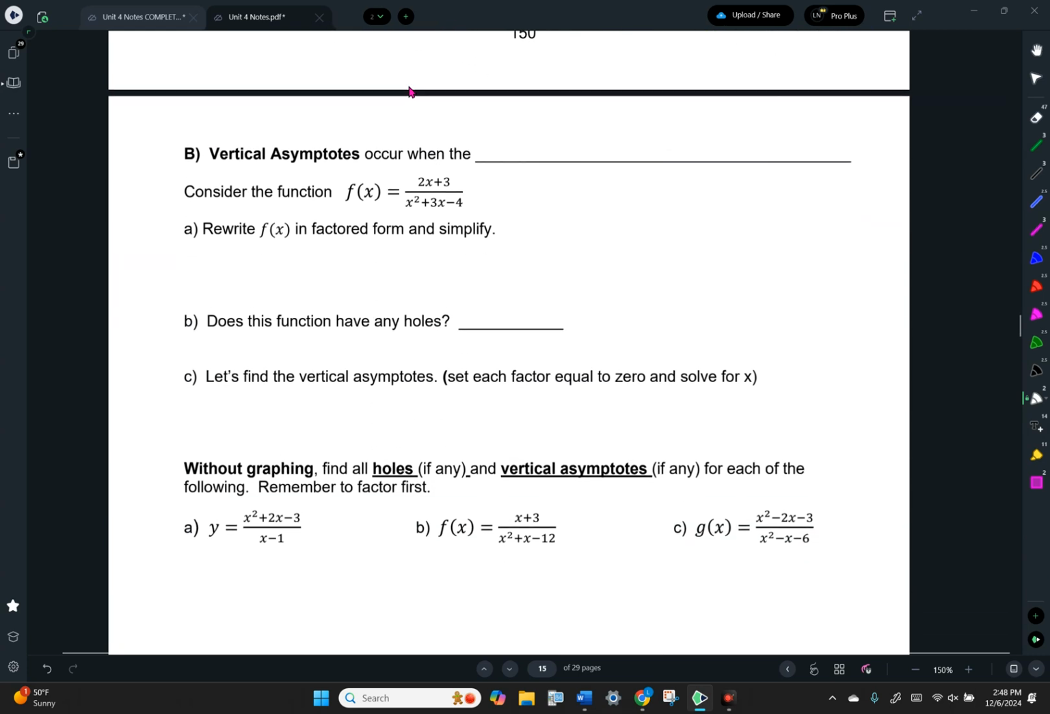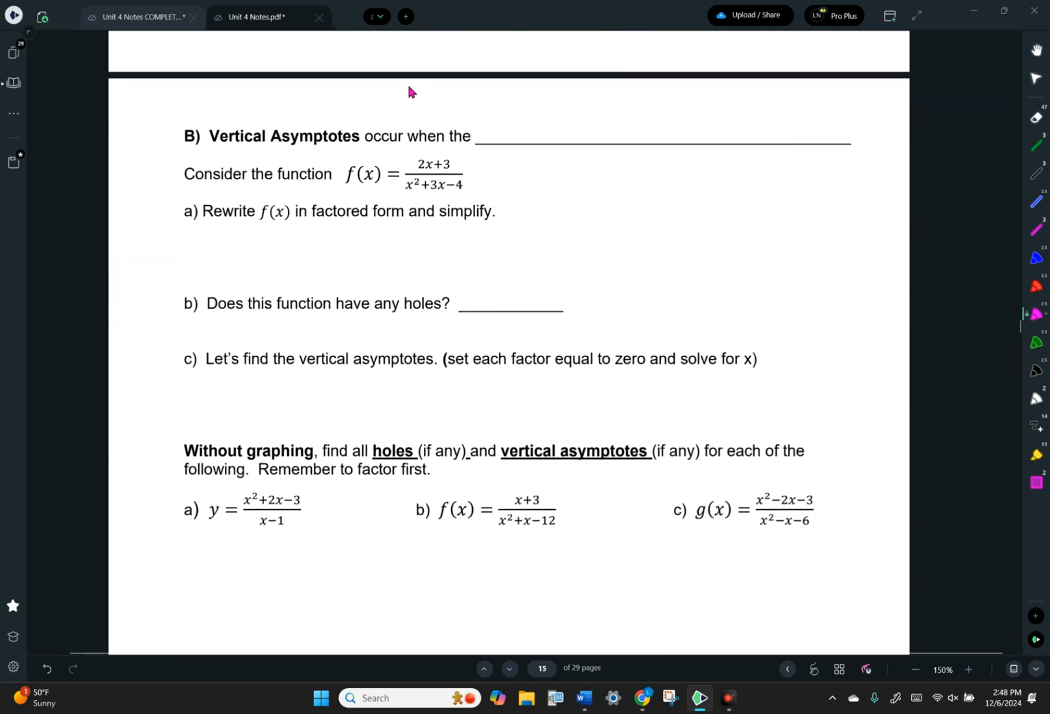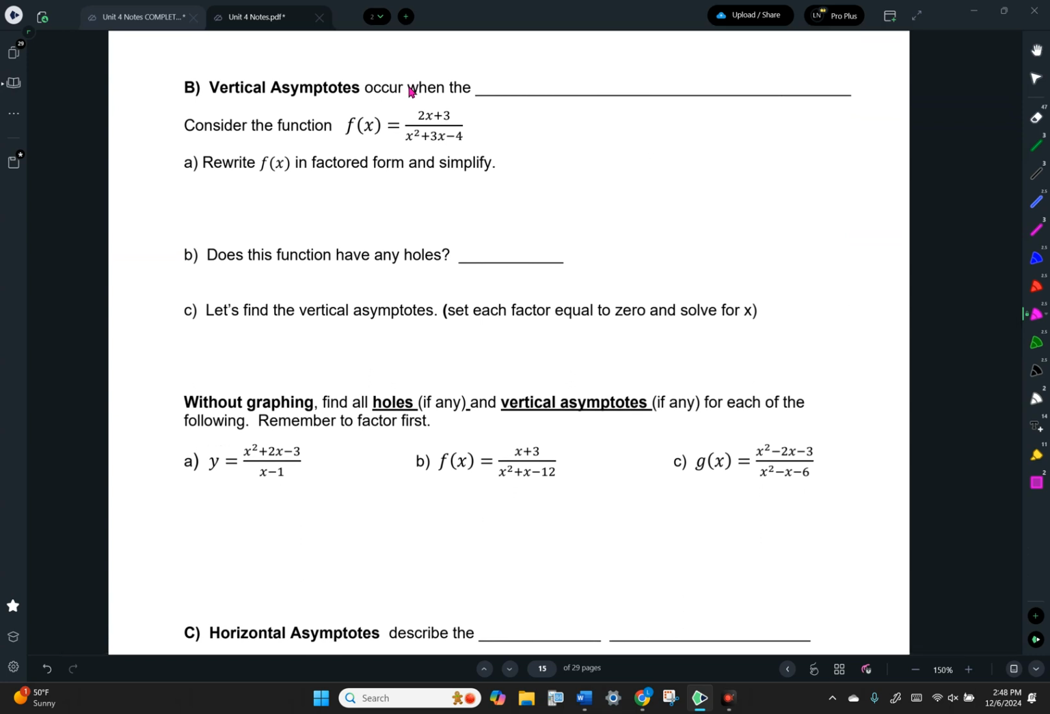So let's go on to talk about the idea of a vertical asymptote. Once you've done your factoring and you've canceled everything that can cancel, then you'll know you have vertical asymptotes whenever the denominator equals 0. So anything that's left in the denominator could equal 0. So when I factor this, I can't do anything with the numerator, but the denominator could be x plus 4 and x minus 1. Nothing cancels.